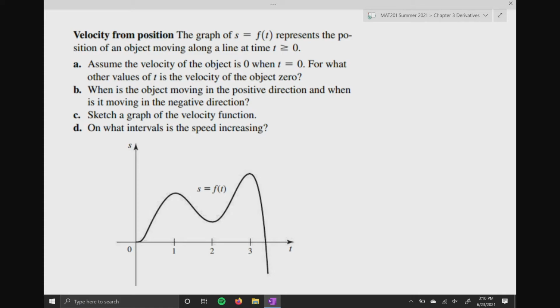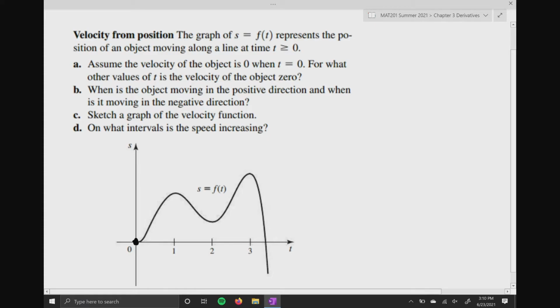The graph of S equals f of t represents the position of an object moving along a line where time is greater than or equal to 0. So part A says, assume the velocity of the object is 0 when t equals 0. So what they're saying here is we're starting off at the origin. For what other values of t is the velocity of the object equal to 0?